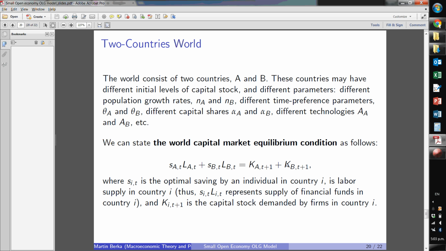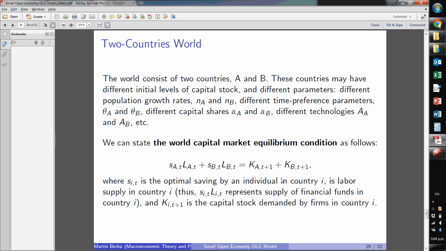So the world capital market equilibrium condition, since the world itself is a closed system and we are ignoring the small open economy here, so this is literally just the two countries, is supply equal to demand. The worldwide demand for capital must equal the worldwide supply of capital. The supply is on the left-hand side, so it sums up the supplies of capital in the two countries, and the demand is on the right-hand side, again just summed up.